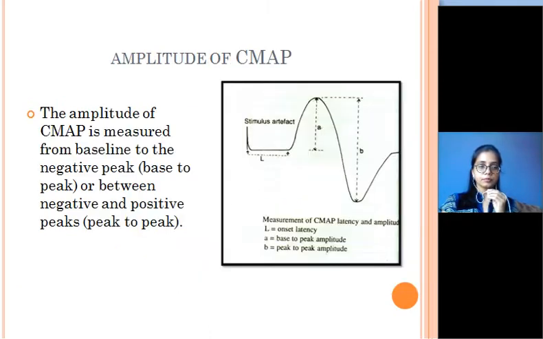So, the second parameter here is the amplitude. The amplitude is measured from base to peak or from peak to peak. As you can see, this is the onset latency, and this is the baseline, and the amplitude is measured from baseline to the peak of the waveform. So, from base to peak. Secondly, it can be measured from peak to peak. As you can see, this is the positive peak to the negative peak. It is measured from peak to peak.